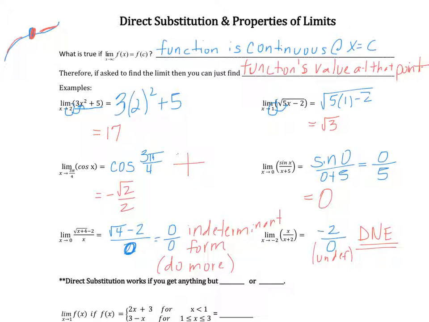So what we figured out is that direct substitution works if you get anything but 0 over 0, or non-zero over 0, like this one, -2 over 0. Those are the times where with direct substitution, you're going to have to do something else to get those limits.